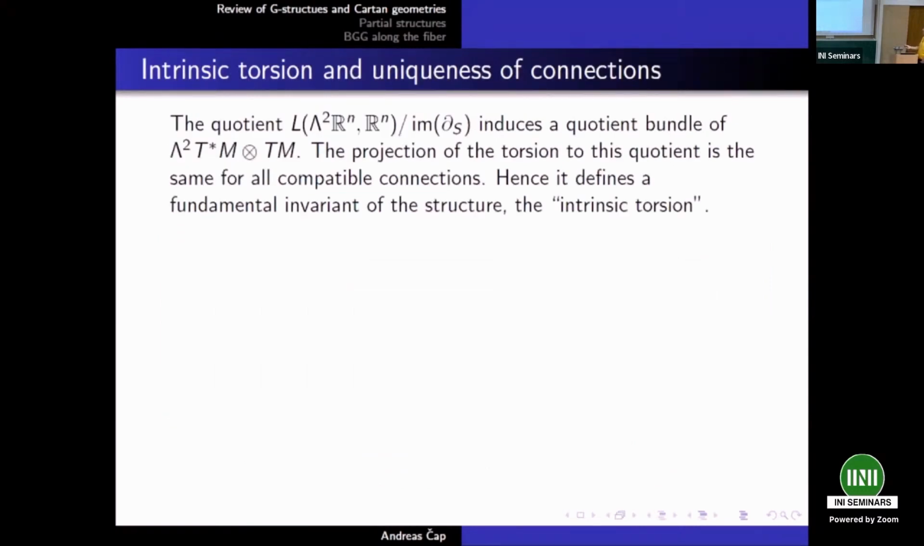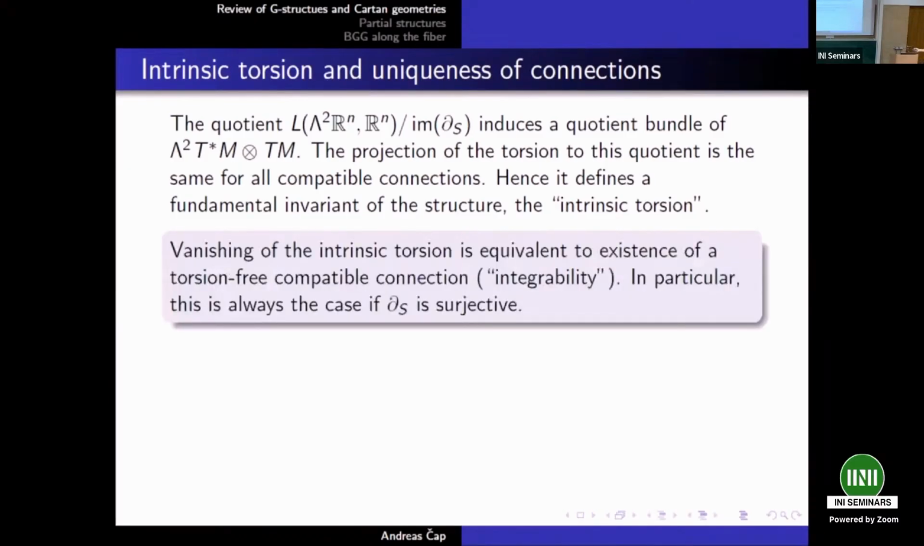So first of all, you can take the co-kernel of this map. So you take the target space, factor out by the image, and then this induces a quotient bundle of lambda 2 T star M tensor TM, obviously, because it's a representation of G0. And if you take the torsion of any compatible connection and project it to the quotient, then by construction, this is independent of the choice because you have factored out everything that changes. And this defines a fundamental invariant of the structure, which is called the intrinsic torsion.